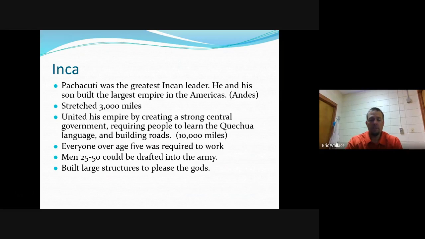And I'll show you some pictures of some ruins here in just a minute throughout South America. You may have heard of the famous Incan city Machu Picchu. Okay, that's high up in the Andes Mountains, and you can actually go and visit those ruins as well. And I'll show you a picture of that too.